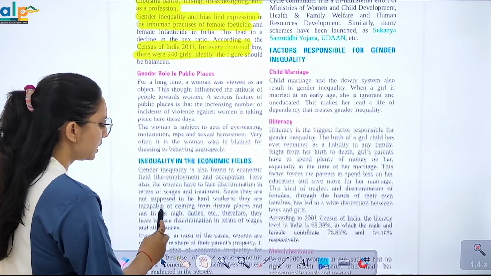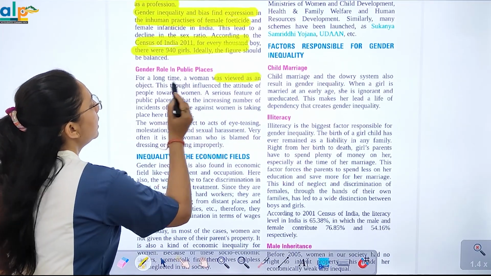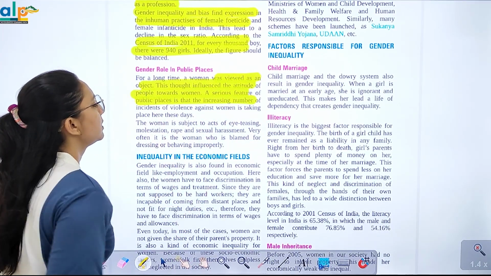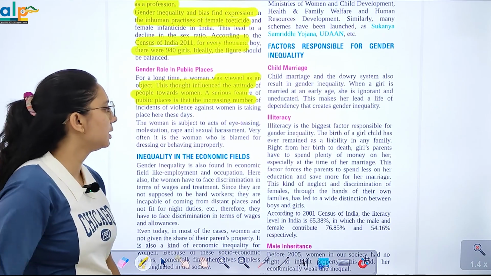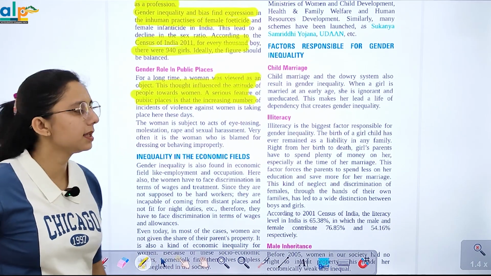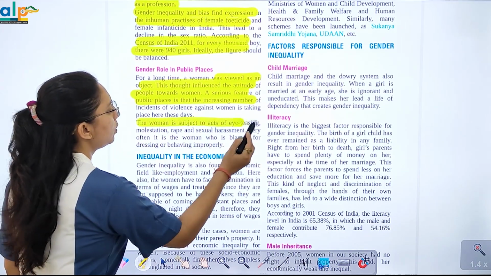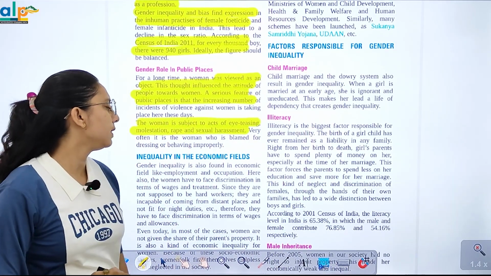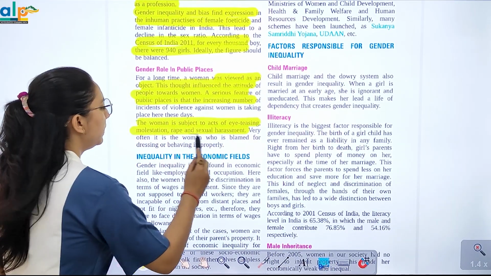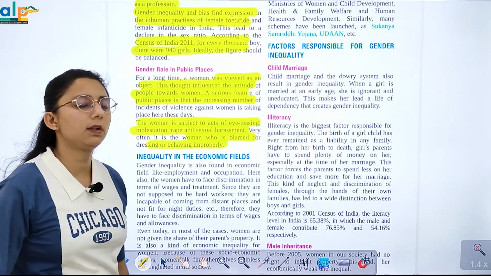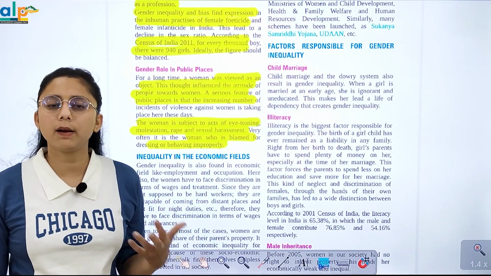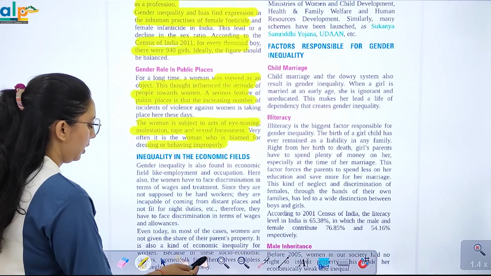For a long time, women have been viewed as an object. The influence of the attitude of the people is a serious feature of public places, with an increasing number of incidents of violence against women taking place. The woman is subject to acts of teasing, molestation, rape, sexual harassment. Very often the woman is blamed for dressing or behaving improperly. And who is told this? Women alone are told, because of your dressing sense.